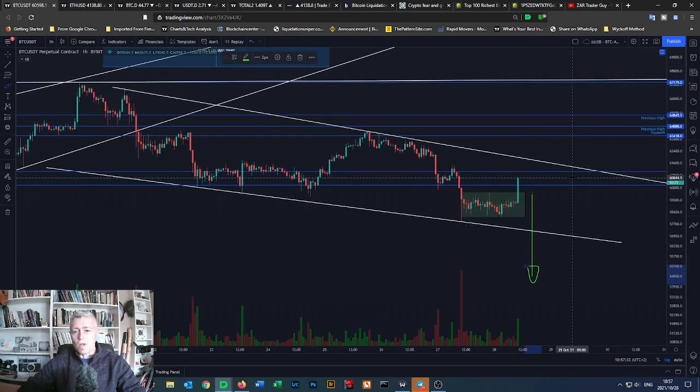So if this level can hold and we can start pushing up, we can see a breaking of the 61,100 and a testing possibly of that $63,000 level. So traditionally, November is extremely bullish for crypto and Bitcoin. Let's see what's going to happen.